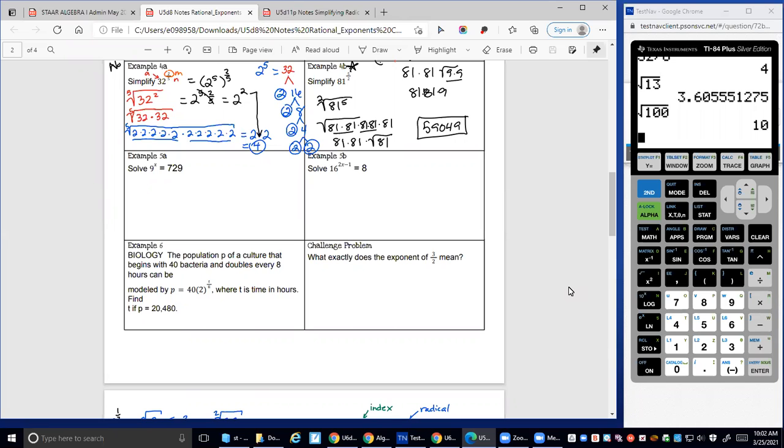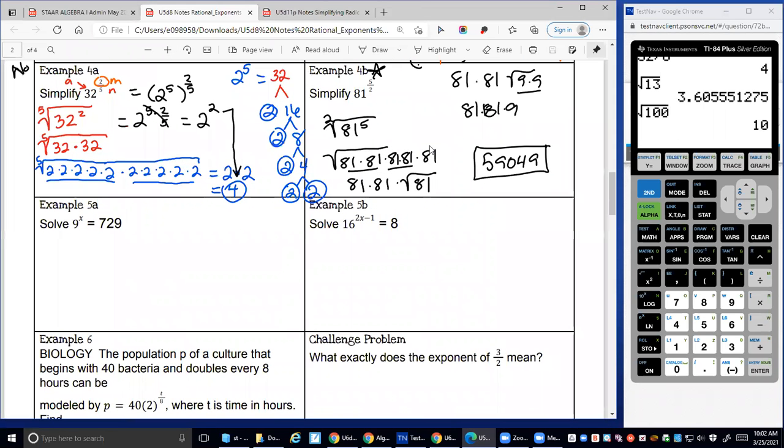Okay, so welcome for our last day on this lesson. Yay. But that's okay. We've been taking it slowly but surely. So let's go ahead and look at example 5A. I'm going to make it a little bit larger.